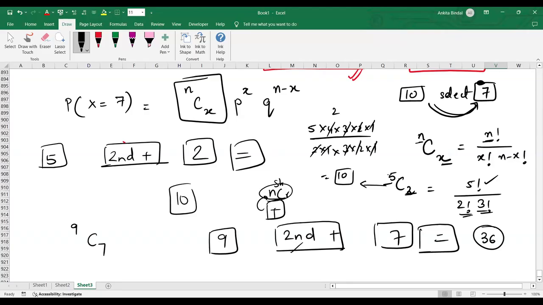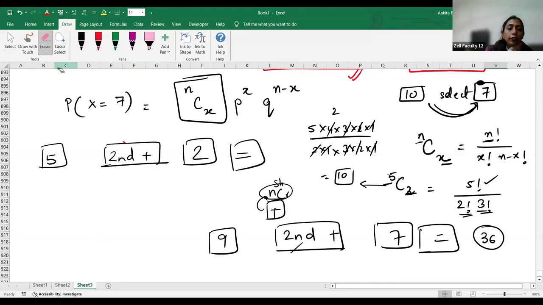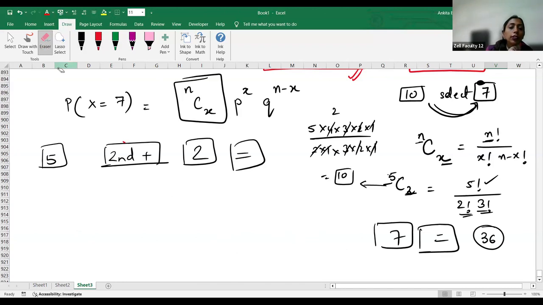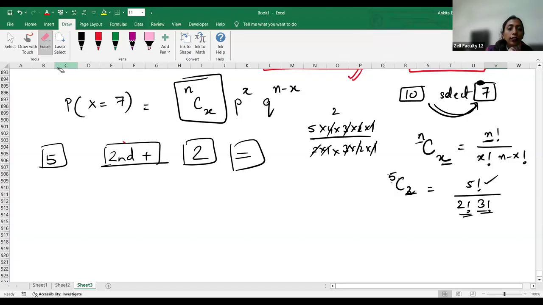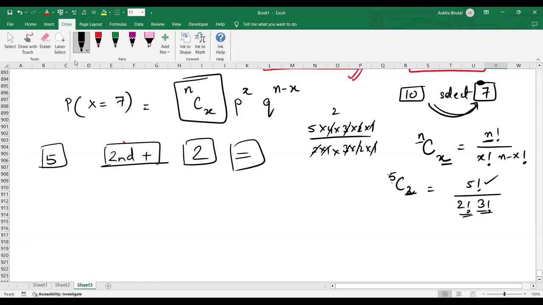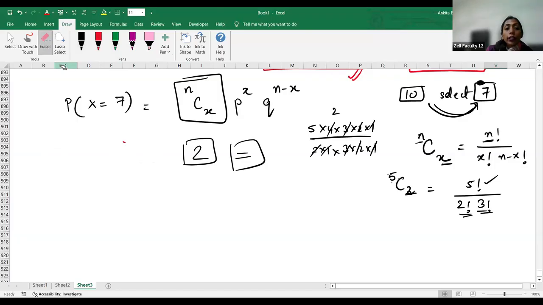Ma'am, just one question. For this NCX, for N we took the value 10, and for X we took the value 5. We did 5C2, and the answer was 10. Can you please let me know from where we selected this 5? No, I'm not solving the question right now. I'm just telling you how to calculate NCX, if that is your doubt. We have not yet done the question. Now I'm coming back to the question.